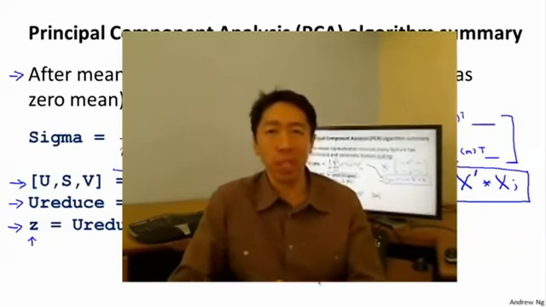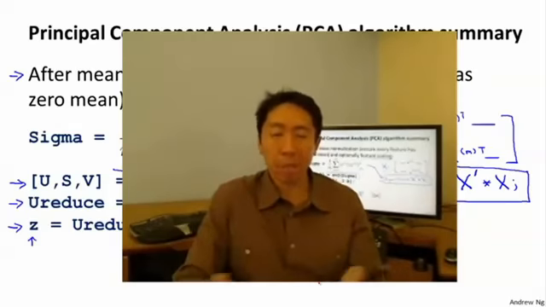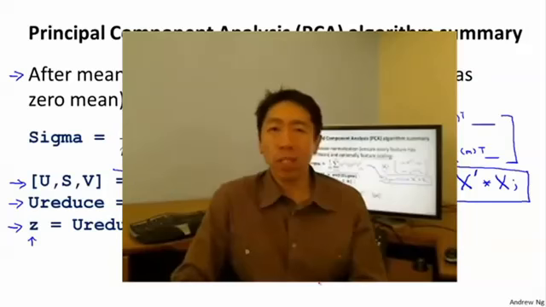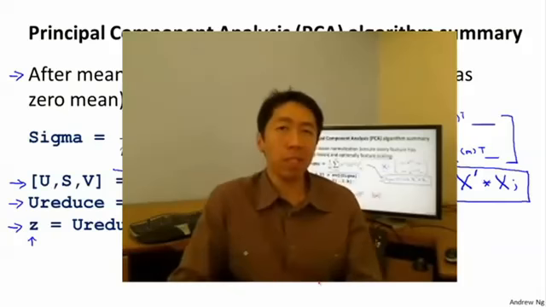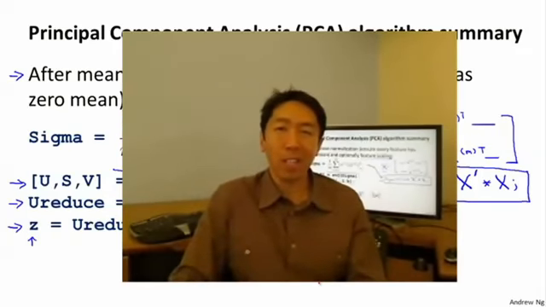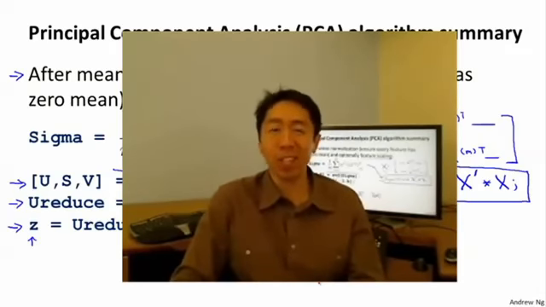I didn't prove that this actually achieves that, and the mathematical proof is beyond the scope of this course. But fortunately, the PCA algorithm can be implemented in not too many lines of Octave code. If you implement this, it will work well, and you get a very effective dimensionality reduction algorithm that does the right thing of minimizing this squared projection error.